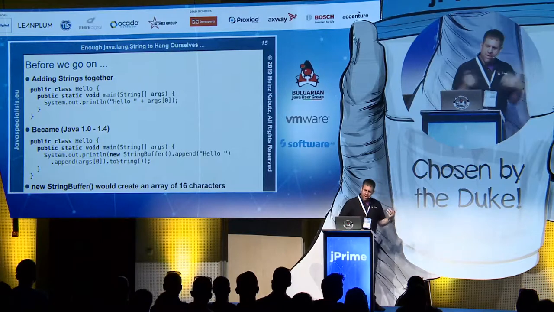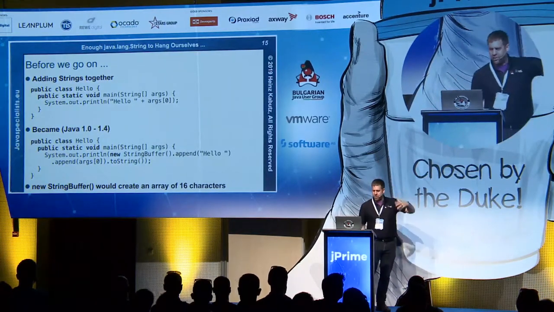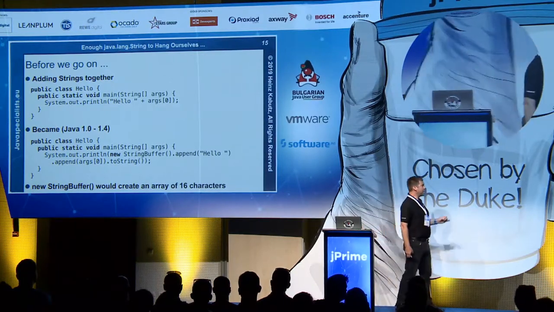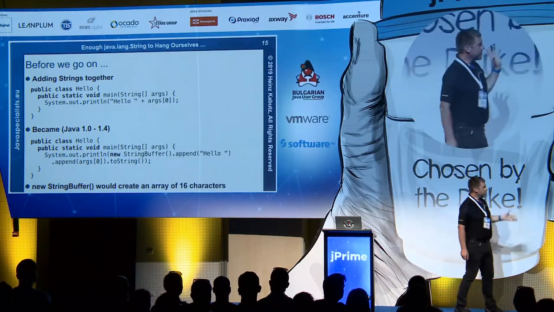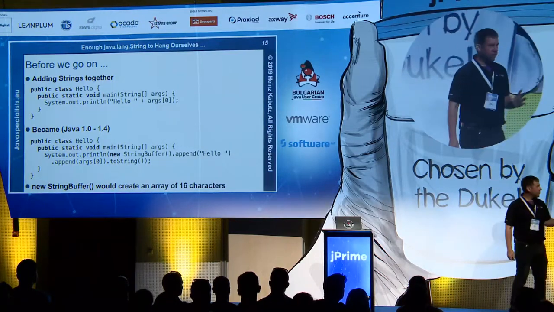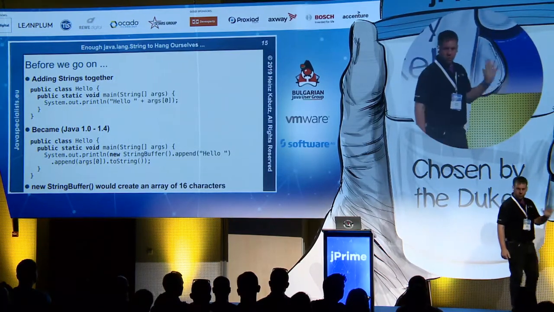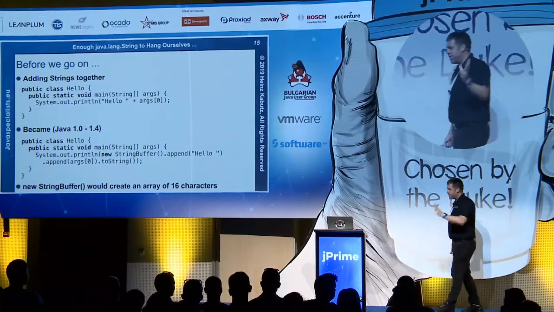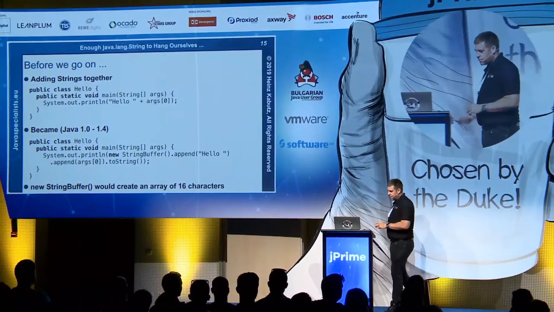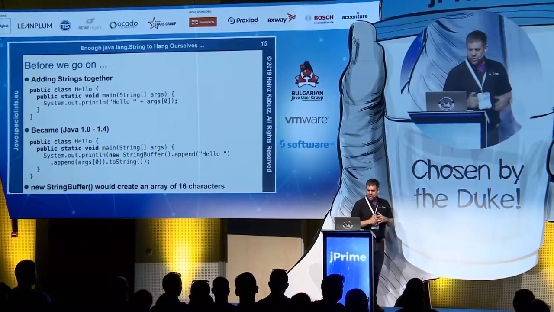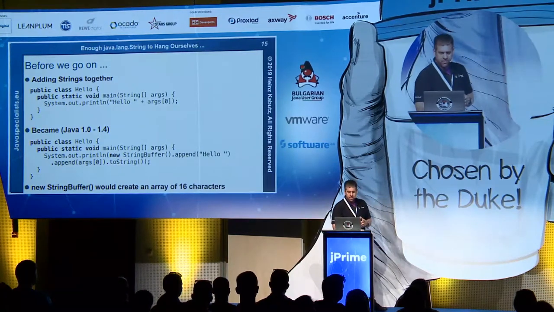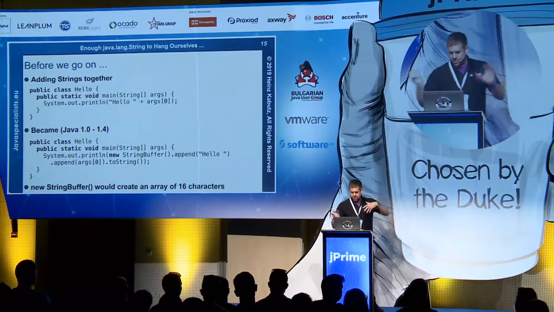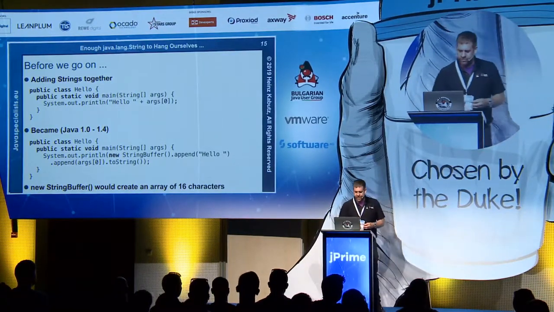So in the past, when I said "hello" plus args[0], for example, in Java 1.0 up to 1.4, this would compile to new StringBuffer().append("hello").append(args[0]).toString(). So this code would actually be injected into my bytecode, and that's how they would add it together. A new StringBuffer would create an array of 16 characters, and then I would append hello, which is 6 characters, plus the name. That's another few characters, and then convert it to string.